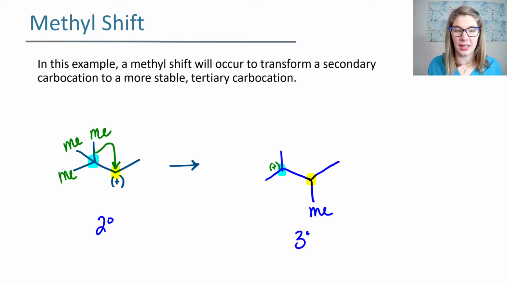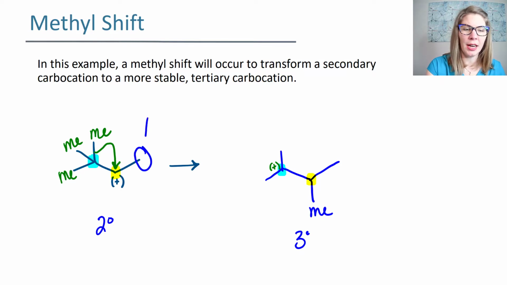You might be looking at this and thinking, why didn't we talk about this position at all? Because if we were to put the positive charge on that position through a hydride shift, you'd end up with a primary carbocation, and that's flowing uphill, right? You're going from secondary, which is moderately stable, to primary, which is unstable. That's not going to happen. So I didn't even consider the other side of that molecule.